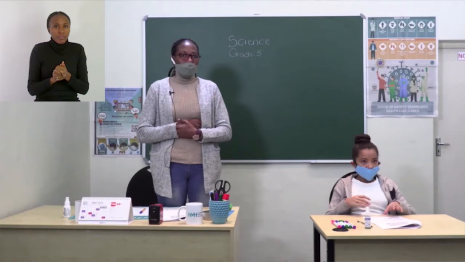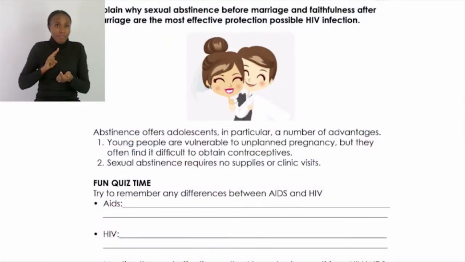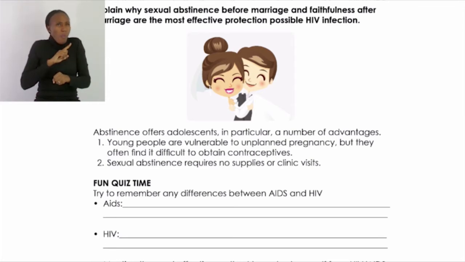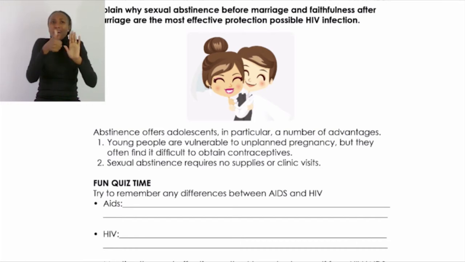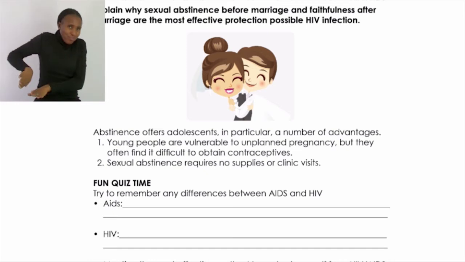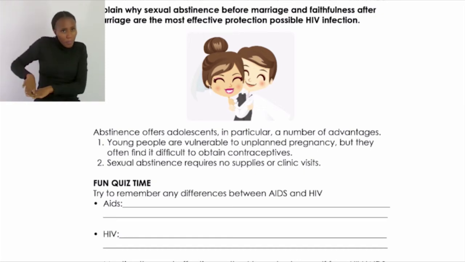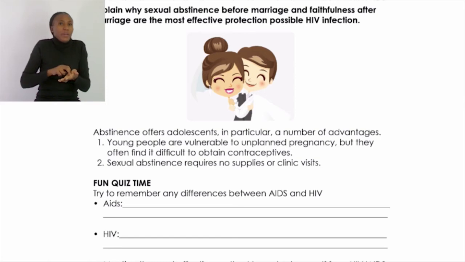Turn over to page 22. Explain why sexual abstinence before marriage and faithfulness after marriage are the most effective protection possible for HIV infection. Abstinence offers adolescents in particular a number of advantages. When you abstain from sex, it means you stay away completely from sex. What are the advantages that we have there? It prevents you from getting unwanted pregnancies, or let's say teenage pregnancies.